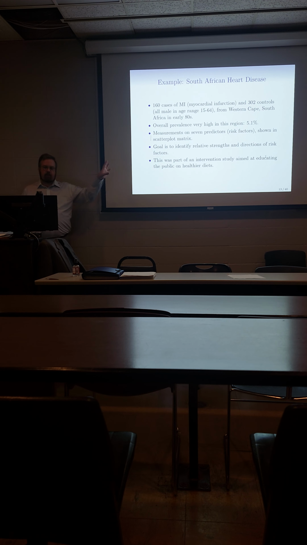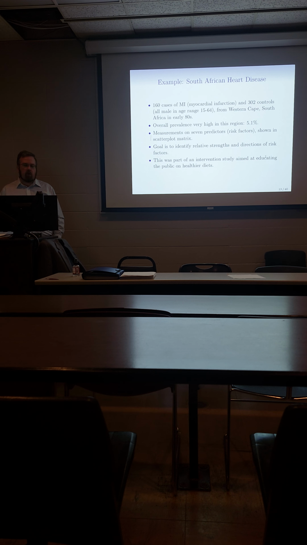So we say we have 160 cases of MI, myocardial infarction, which is actually just a heart attack, right? We'll include them as a heart attack. Within that case space, we have 302 controls. So we have a total of 462 samples in the data set. 302 are controls, 160 are cases. We want to be able to separate the individuals, right, relative to the predictor risk characteristics.